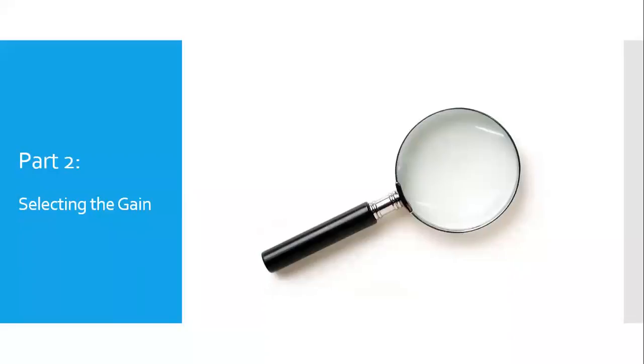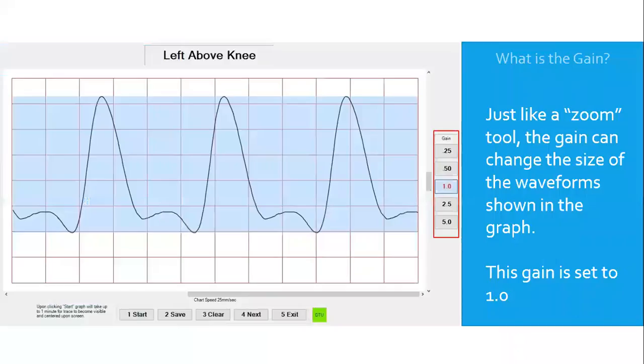Part 2, selecting the gain. What is the gain? The gain options can be found on the right-hand side of the PVR graph when performing the test. At every segment of the test, except for the toes, the gain should automatically be set to 1.0. Just like a zoom tool, the gain can change the size of the waveform shown in the graph. The most common use of the gain change is to shrink PVR waveforms if they appear too large for the graph.